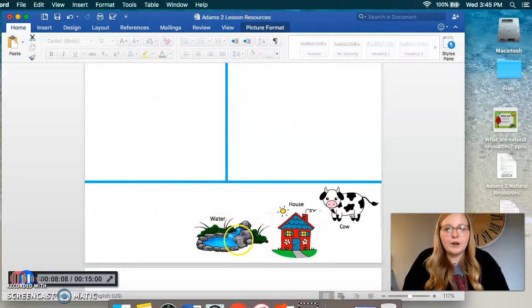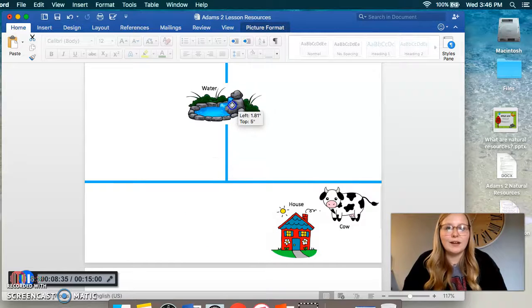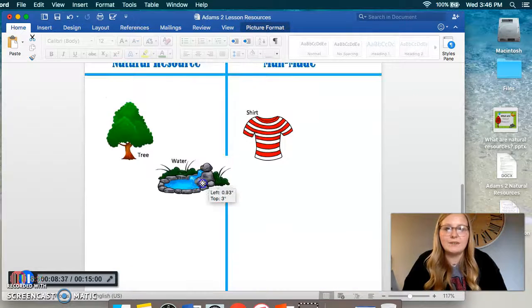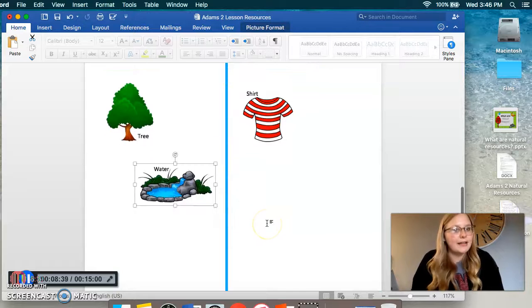So we have water. So this kind of goes back to the living and non-living things. We know that water is non-living, but that it's in nature. And we learned about bodies of water in social studies when we were still in school. So we know that water is found in nature. So where do you think water would go? That's right, water is a natural resource. It's found in nature naturally. Nobody has to create it.